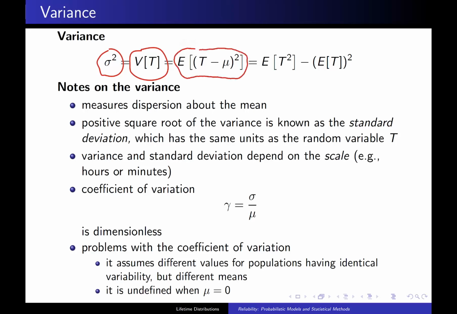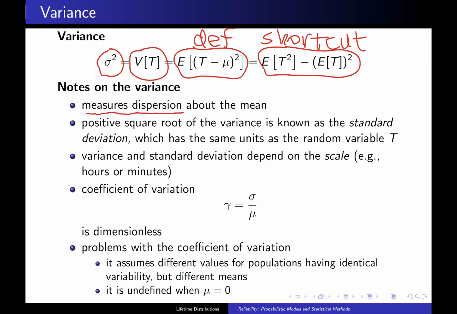Here is its defining formula, and 2 or 3 steps of algebra will get you to what is known as the shortcut formula. For many probability distributions, that's a little bit faster. Some notes on the variance. First of all, it measures the dispersion about the mean. In other words, the spread of the distribution. If the distribution is very spread out, the variance will be large. If the distribution is tightly clustered about the mean, then you will have a small variance.